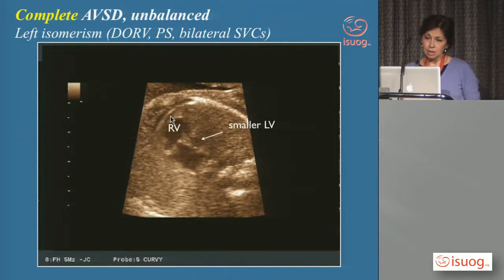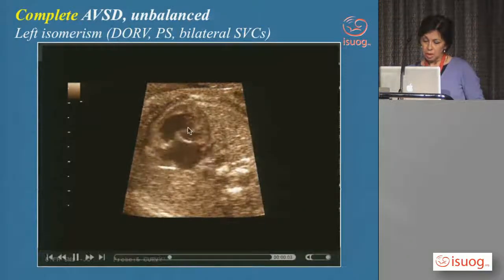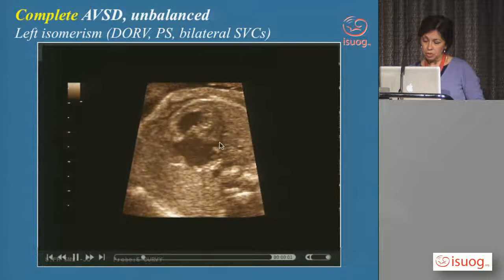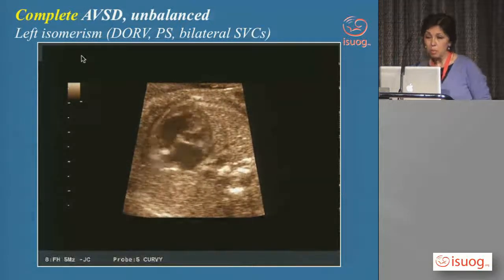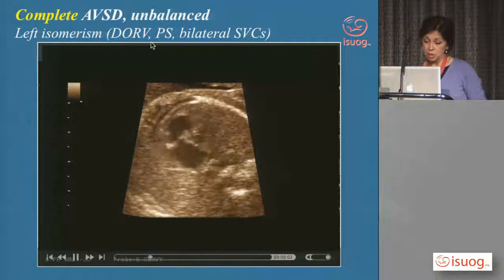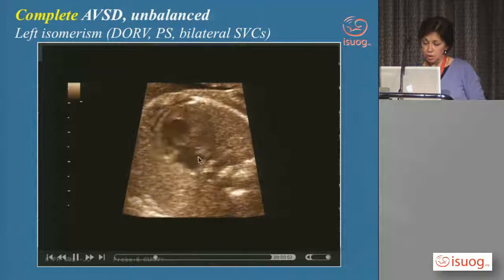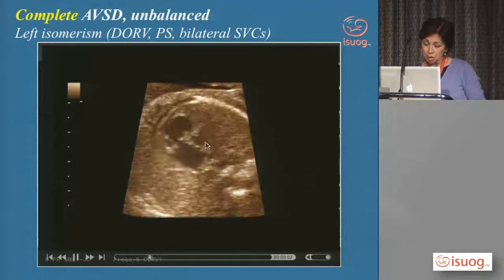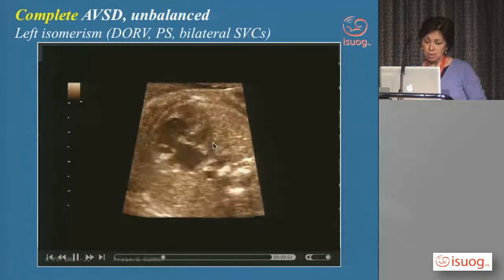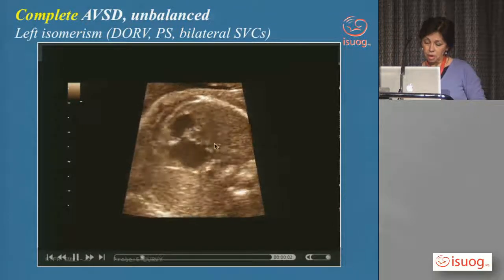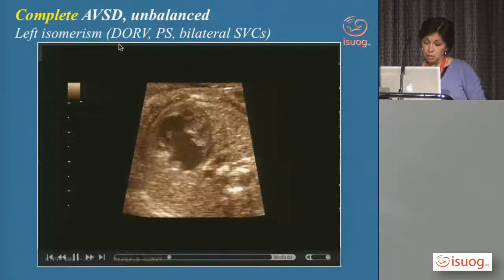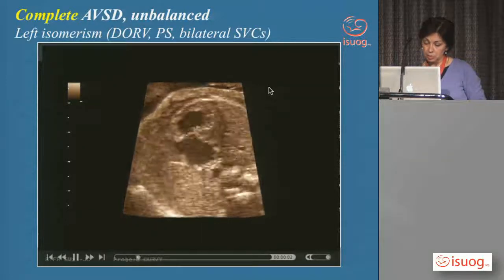Now, then we have balanced AVSDs and unbalanced AVSDs, and that balance can be in favor of either the right or the left ventricle. In this case here, we had a larger right ventricle and a smaller left ventricle with a common valve in a complex heart with left isomerism plus other abnormalities like double outlet right ventricle, pulmonary stenosis, and so forth. So it's important, when it's so unbalanced like this, it is going to go down univentricular repair, and a large number of babies in the isomerism group will go down that route.